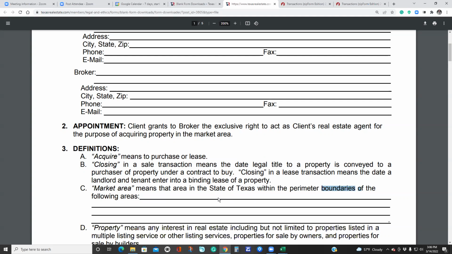Please do not use Coastal Bend area, Corpus Christi and coastal area, Rio Grande Valley, or Cameron County and surrounding counties. Surrounding does what? We don't have boundaries there, right? We need to have a boundary on it. So make sure that's specific for that buyer. That could be whatever you and the buyer agree to.